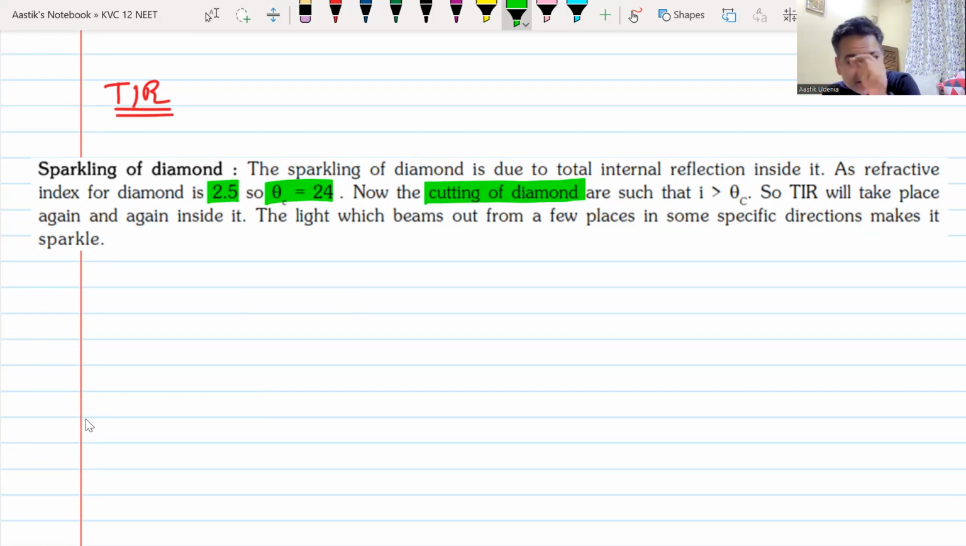And that is why whenever you see a diamond merchant, he will always look like this. Okay. He looks at the angles on which the diamond is cut. Do we understand this?